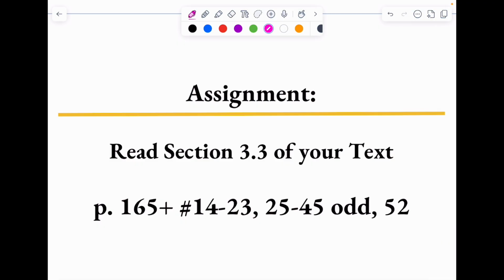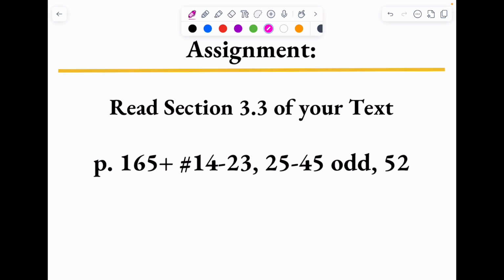So use the remainder of class time today to refer to 3.3 of your text, and you see the assignment written on this video, and it is also printed in your packet, and it is also printed in Canvas. Make sure you upload your assignment to Canvas when you are finished.